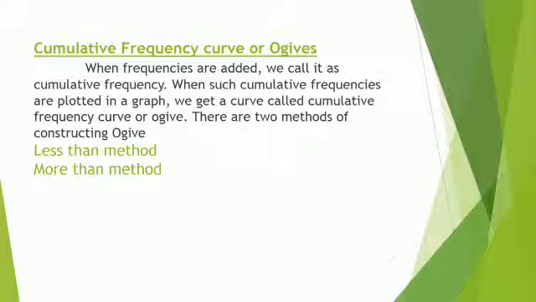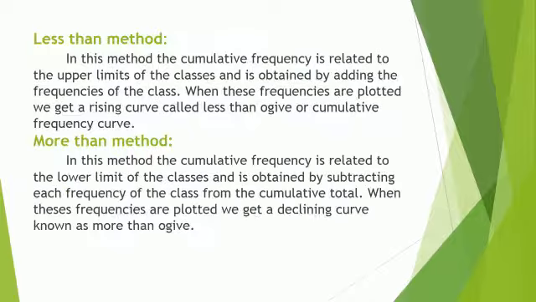Such frequencies drawn in a graph are called a cumulative frequency curve or ogive. There are two types of ogives: the first one is less than ogive, the other is more than ogive. Another name is less than cumulative frequency, more than cumulative frequency. Less than ogive means you have to use the upper limit and less than CF. More than ogive means lower limit and more than CF.